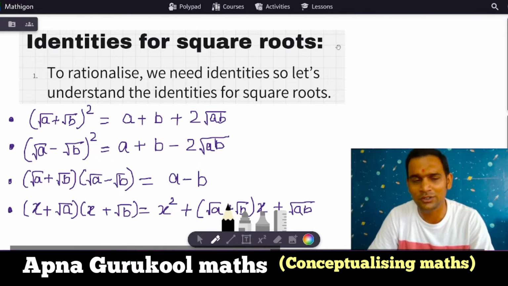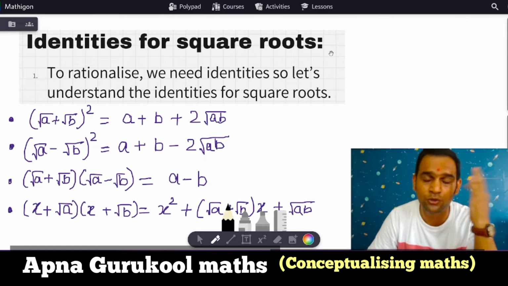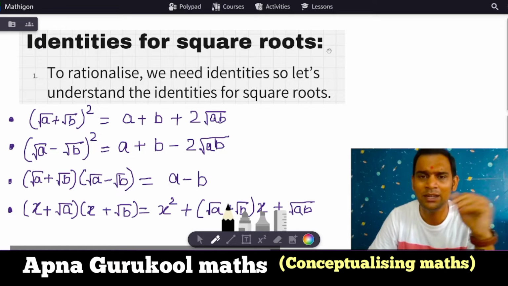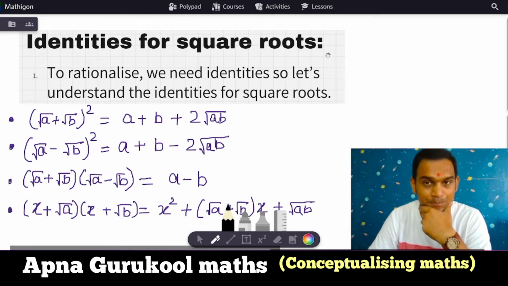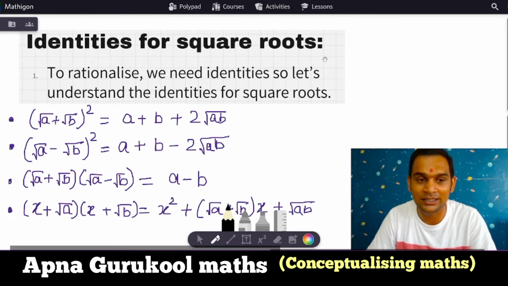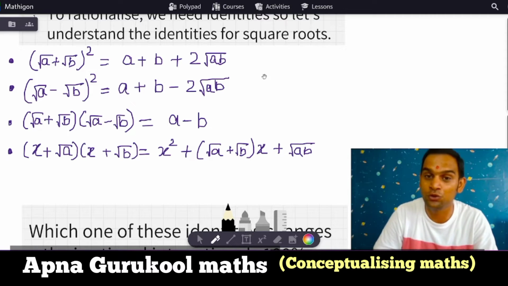To understand rationalization, we need to first be clear with identities for square roots. We already know the identities: (a plus b) whole square, (a minus b) whole square, (a plus b)(a minus b), and (x plus a)(x plus b). Now let's understand these identities with the help of square roots. So instead of a, I have taken square root of a. So, square root of a plus square root of b, the whole square.